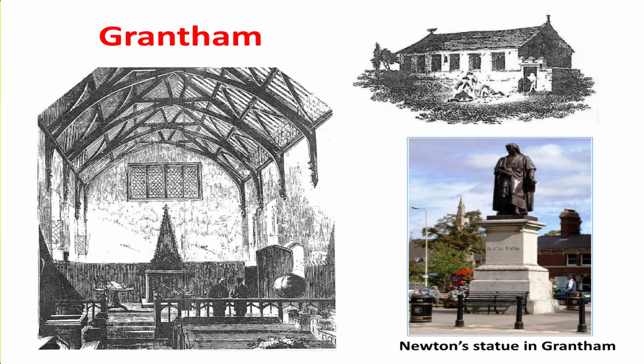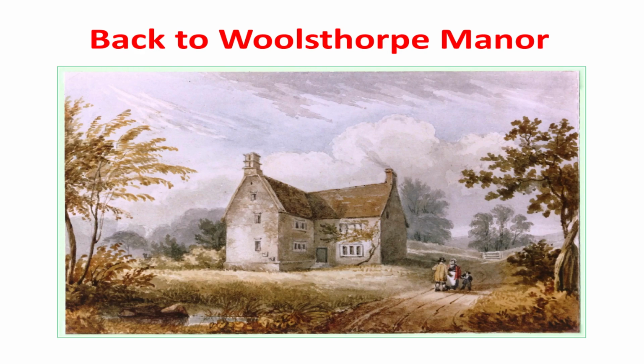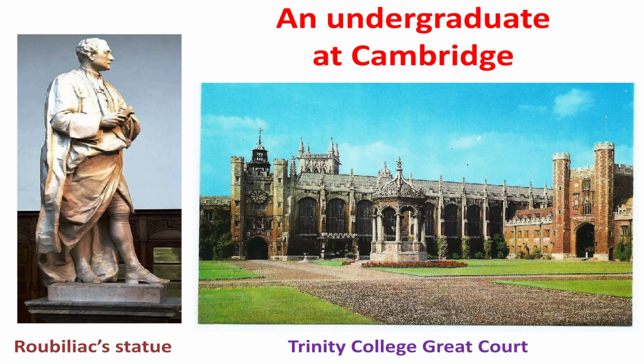Two years later, when Isaac was 12, Hannah decided to send him to school in Grantham, but when he reached the age of 17, his mother called him back to Woolsthorpe to manage the estate. His headmaster and his uncle, a Cambridge graduate, persuaded Hannah that Isaac should return to school and prepare for university. In 1661, Newton entered Trinity College as an undergraduate.